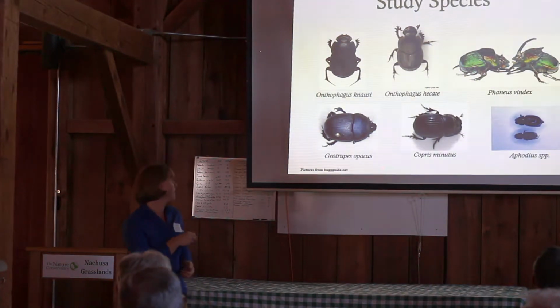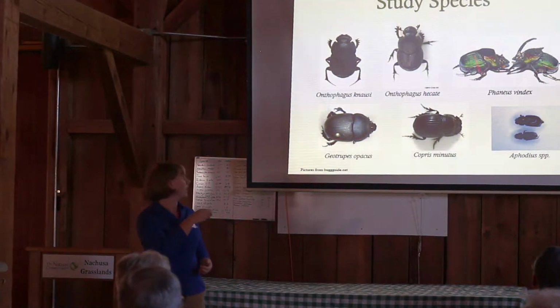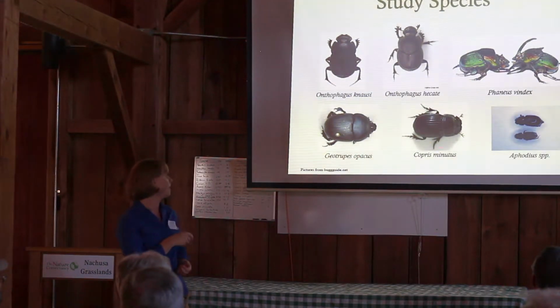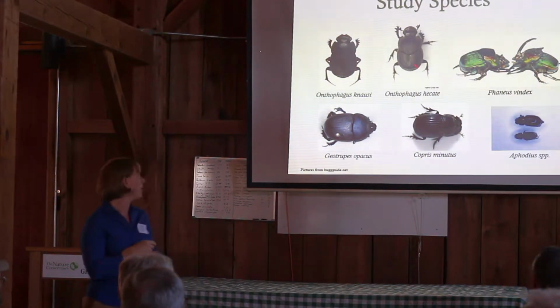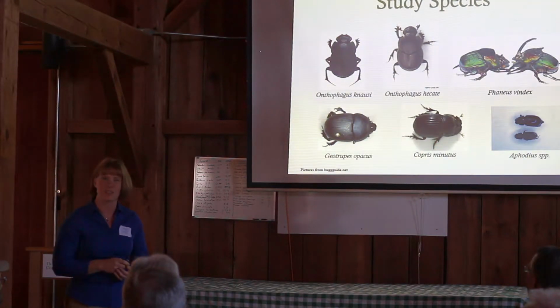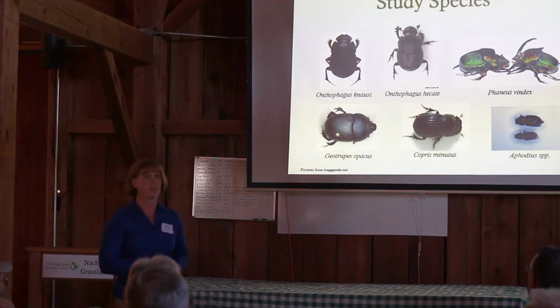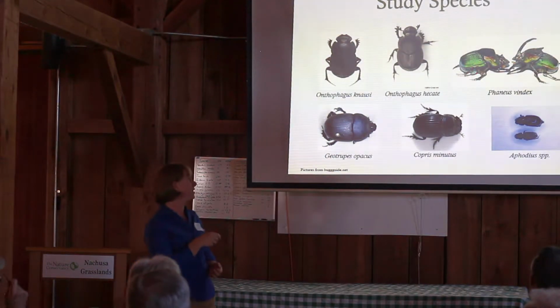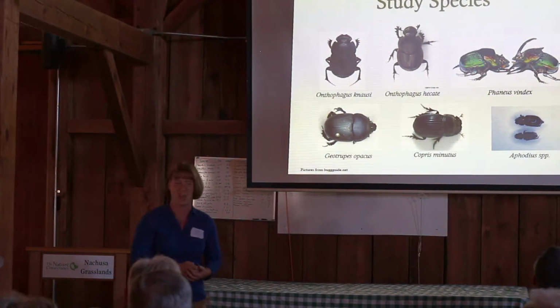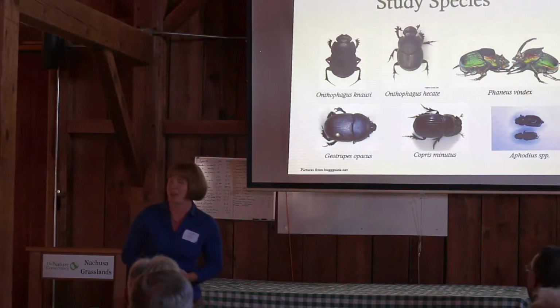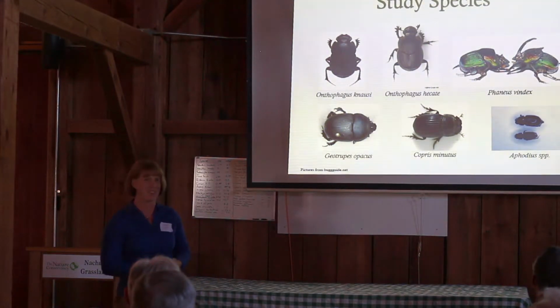And then the other three sort of larger tunnelers that we have here, we have Geotrupes opacus and Copris minutus. We find a lot of Copris minutus earlier in the season and a lot of the Geotrupes later in the season. But I'm sure that your eyes have already been drawn up to the Phanaeus vindex here in the top corner. They are by far the most beautiful of all the dung beetles that we have here.